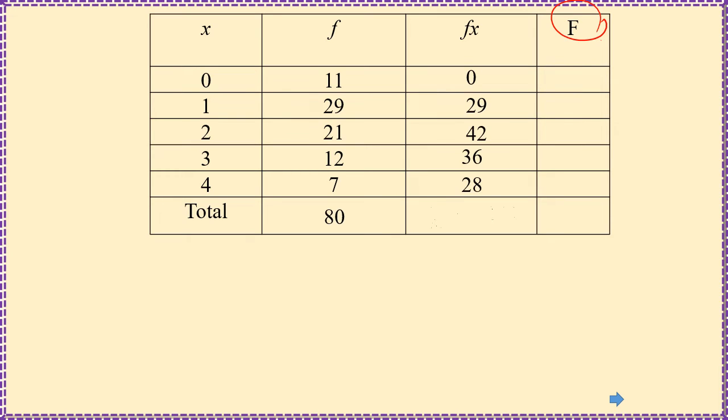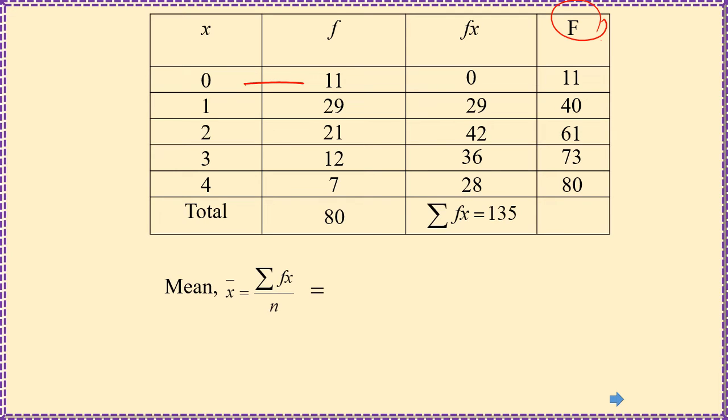Okay, so let's see the mean first. We need to find the summation of fx. Just multiply the x with the f. So we get the total, and then find the cumulative. So 11 plus 29, we get 40. 40 plus 21 is 61. 61 plus 12 is equal to 73.